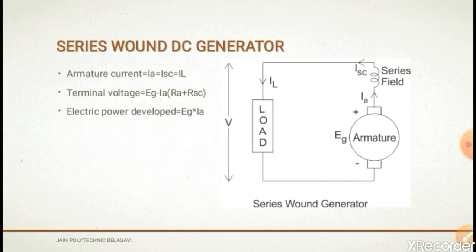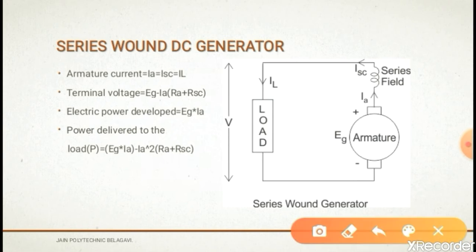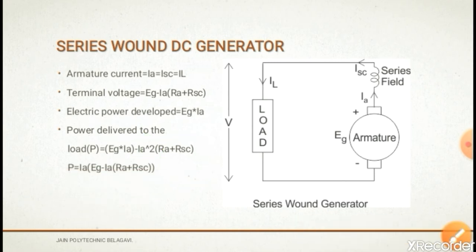The electric power developed is given as Eg into Ia. So substituting the values, the power delivered to the load is given as Eg into Ia minus Ia square into Ra plus Rsc, which is the loss. Take Ia as common, and the remaining will be Eg minus Ia into Ra plus Rsc, which is nothing but the terminal voltage.